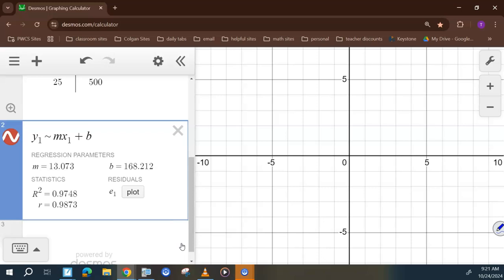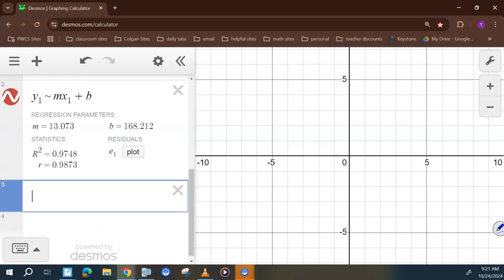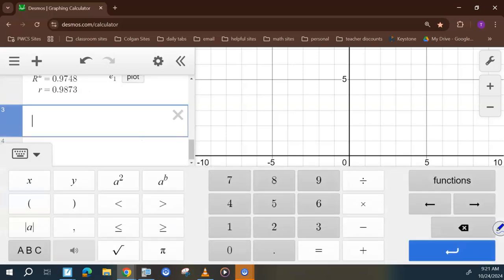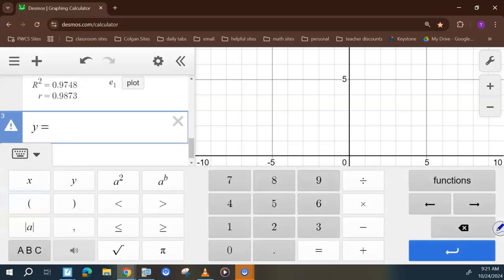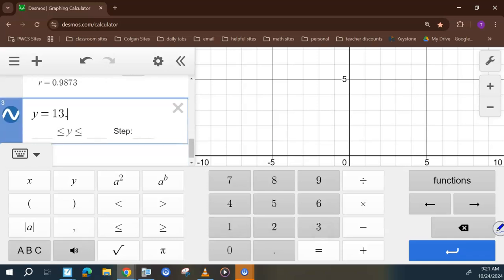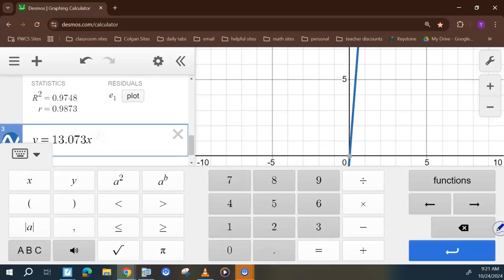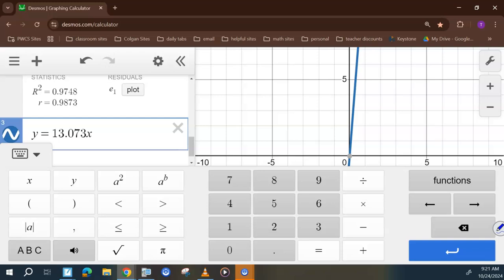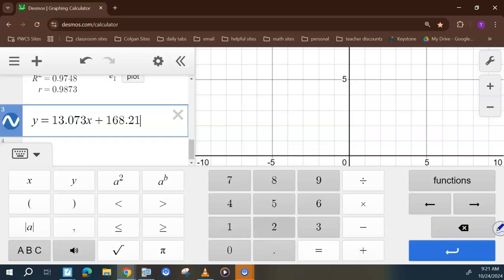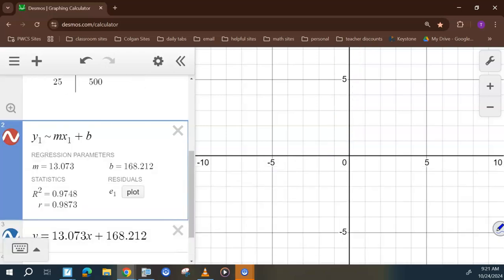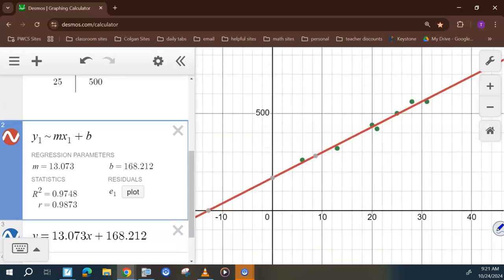So we're going to write this equation in the next line. Y equals this x plus this. Now, you won't see anything at first. But if we go back to the table and hit the little magnifying glass, your graph will appear.